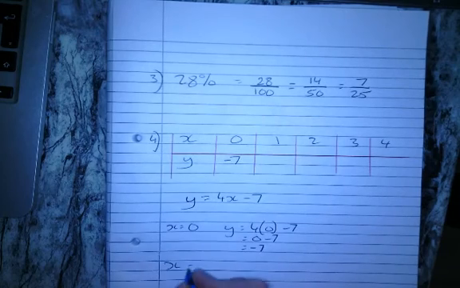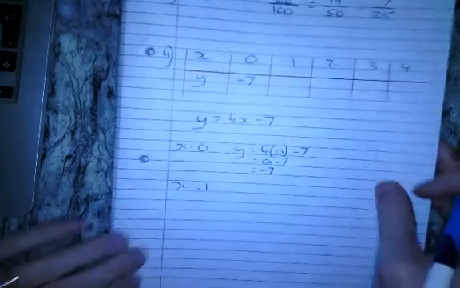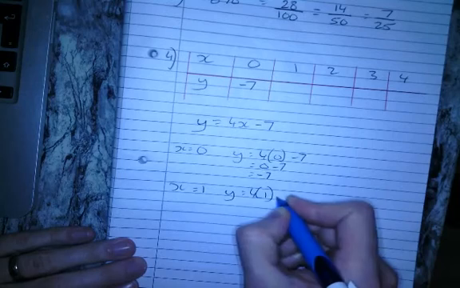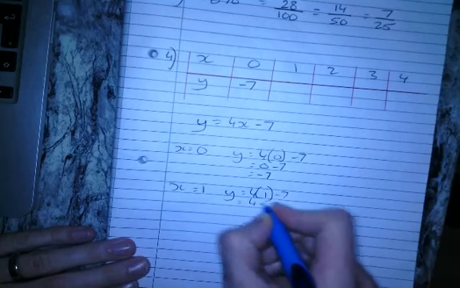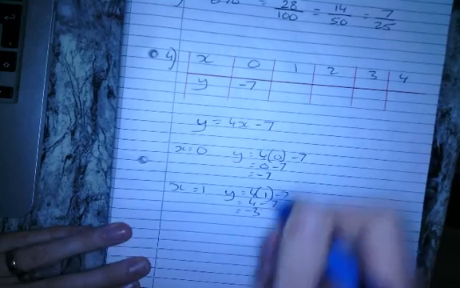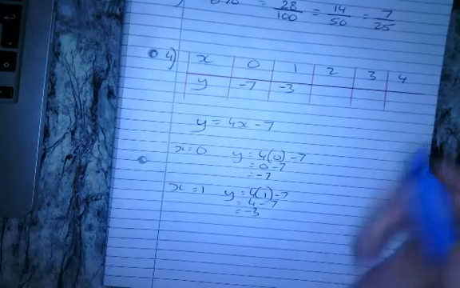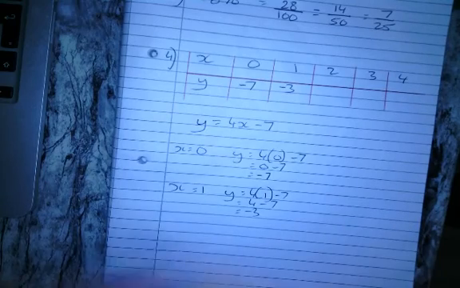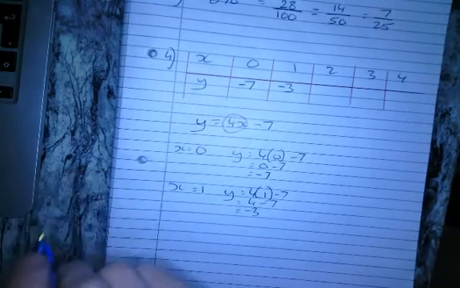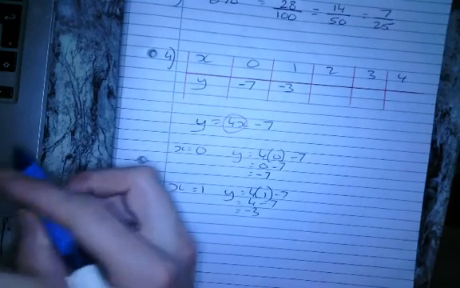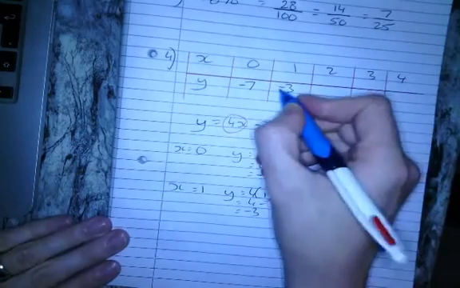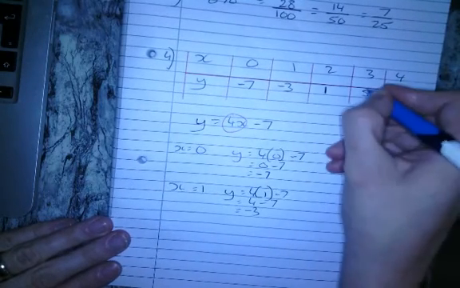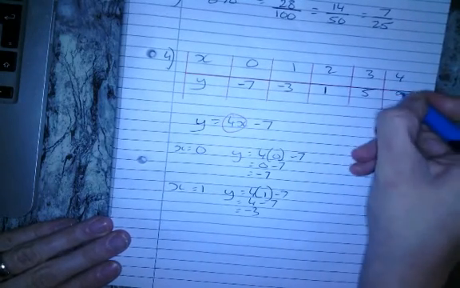When x equals 1, y equals 4 times 1 minus 7. So that's 4 minus 7, which is minus 3. Now you can continue working them out, but of course, as you can see, the gradient of this line is 4. And what that means is it's going to go up by 4 each time. So if I keep going up by 4, minus 3 plus 4 will give me 1. 1 plus 4 will give me 5. And 5 plus 4 will give me 9.